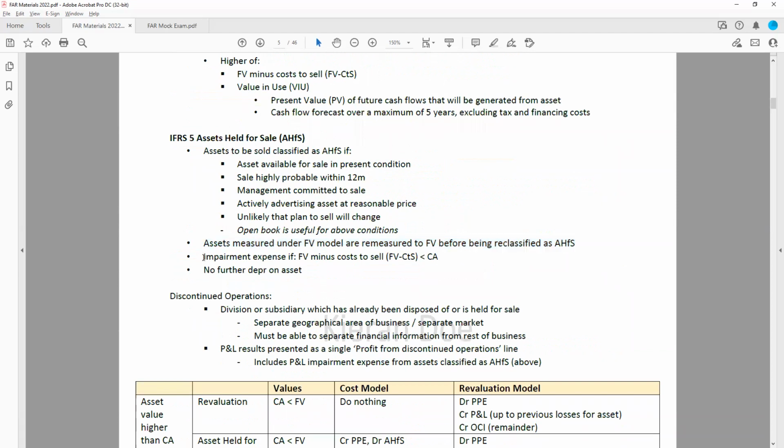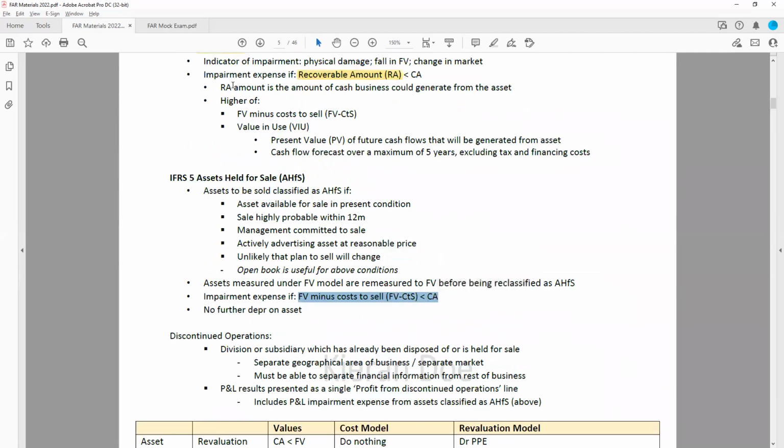So whether we're using a revaluation model or the cost model, there'll be an impairment expense if the fair value minus cost to sell is less than the carrying amount. Now this might ring a bell, because we've done a similar test when we've done an impairment test. We compared the carrying amount with the recoverable amount, and that was fair value minus cost to sell or value in use. So the key difference here is there's no mention of value in use.